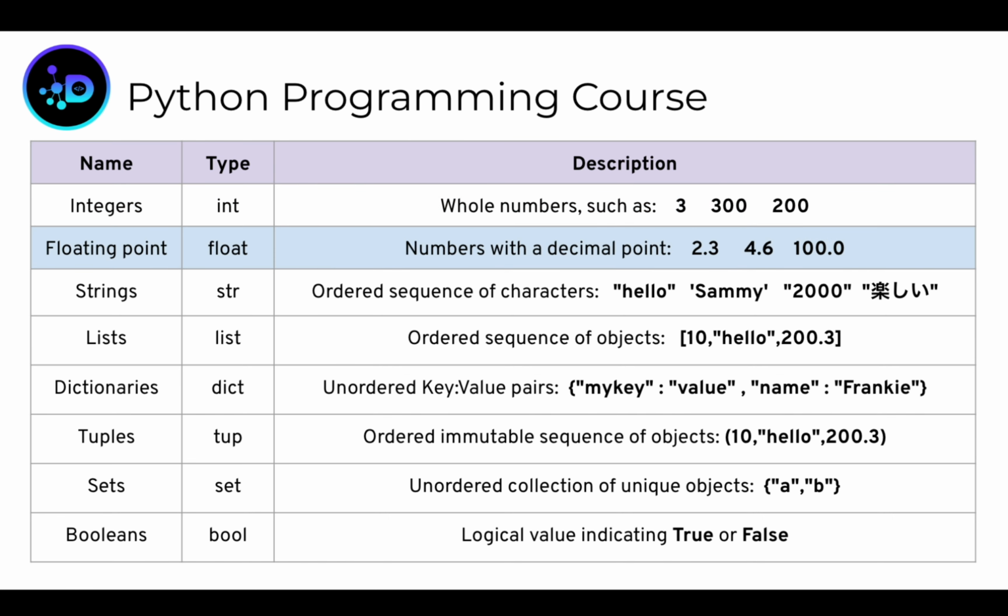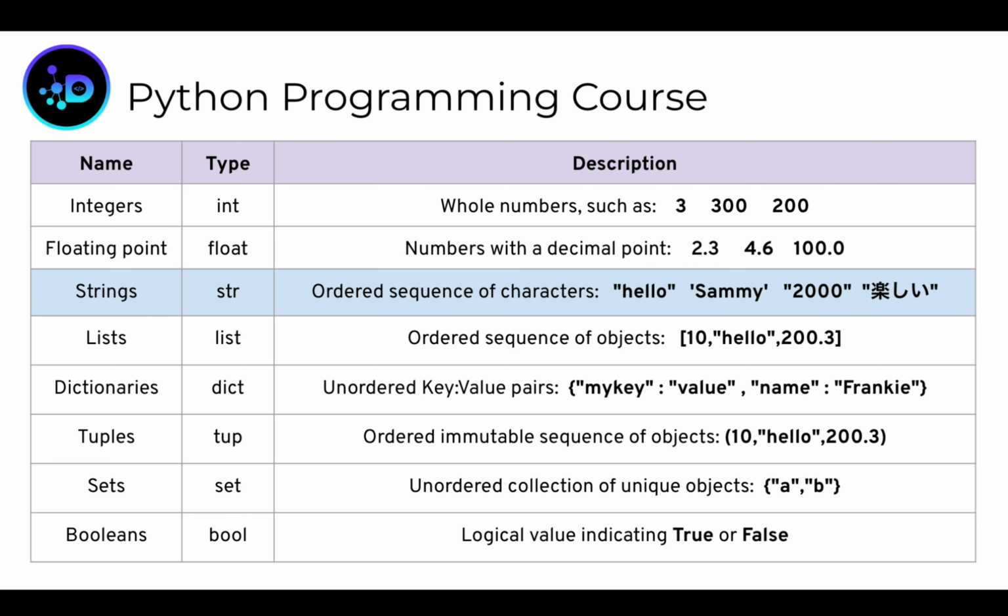Next, we have the floating point number. Floating point is represented by the type float, and floating point numbers are basically numbers with a decimal point. So examples are going to be 2.3, 4.6, 100.0. This is an example of a floating point number in Python. In some other programming languages, it's referred to as double, but in Python, it's represented as a float.